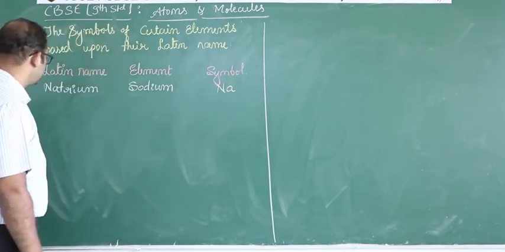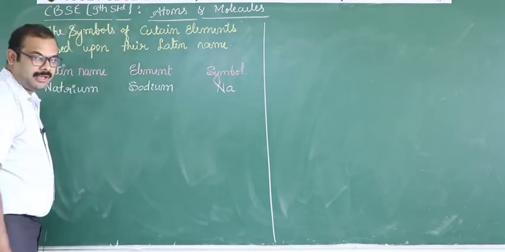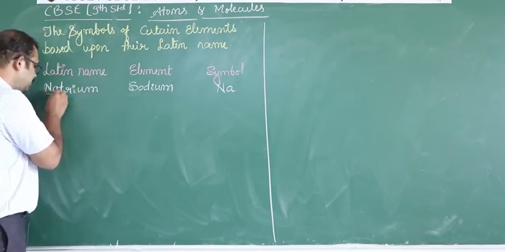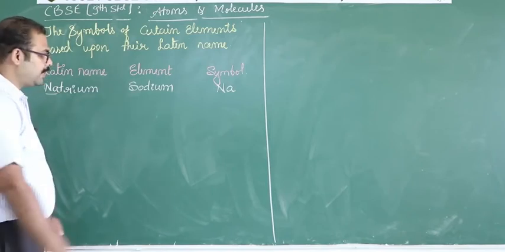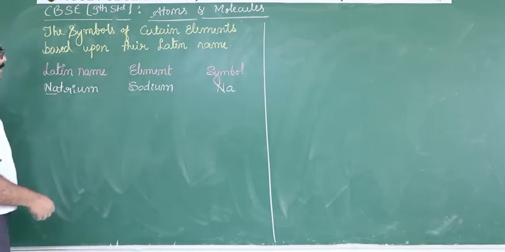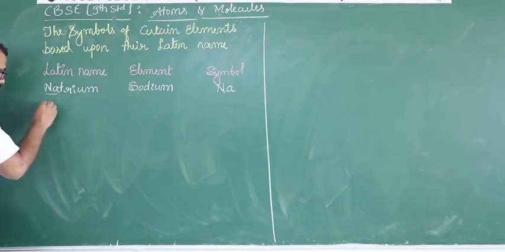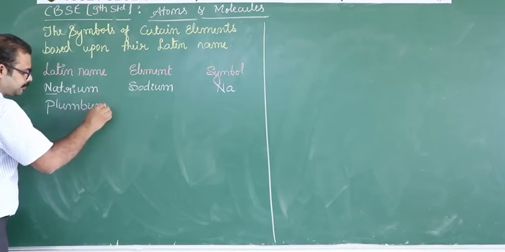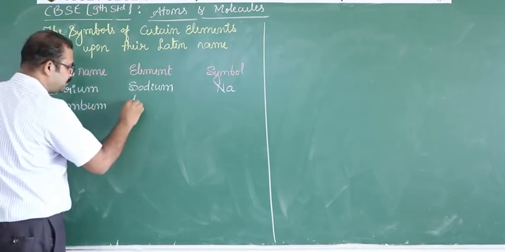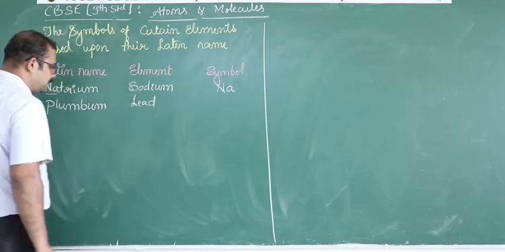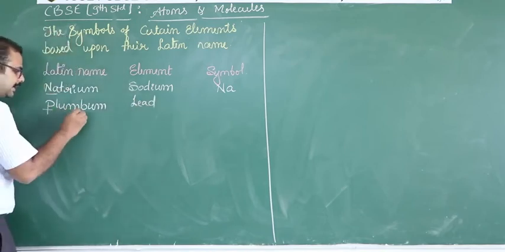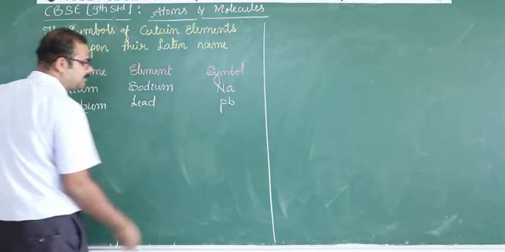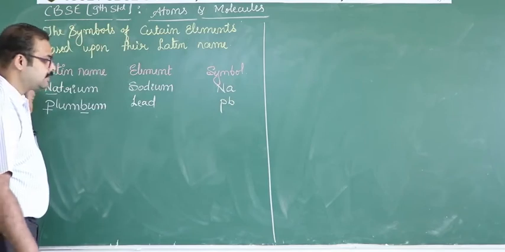Now look here. The element name is sodium and its Latin name is natrium. So the first two letters are Na, so we have given Na. Like that, we have to use the Latin name. Then plumbum, the name of the element is lead. Here we take the first and any other letter, so the symbol of the element is Pb. The first letter capital, second letter small, plumbum.